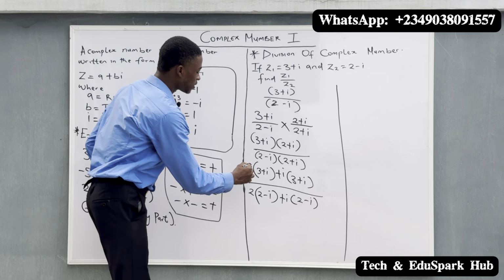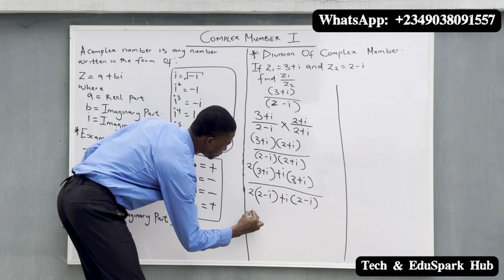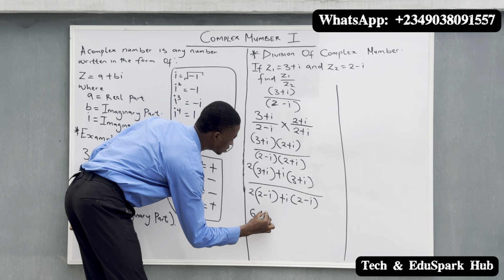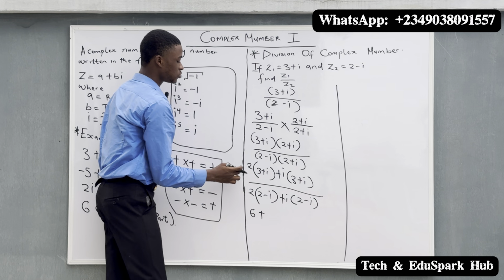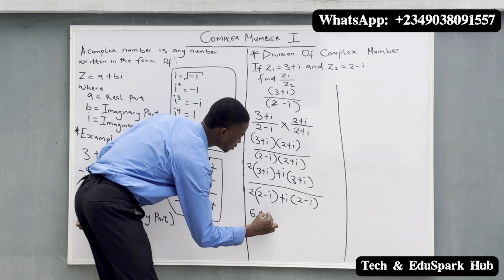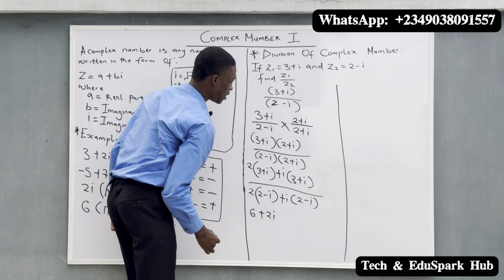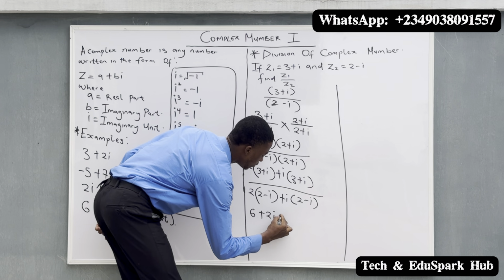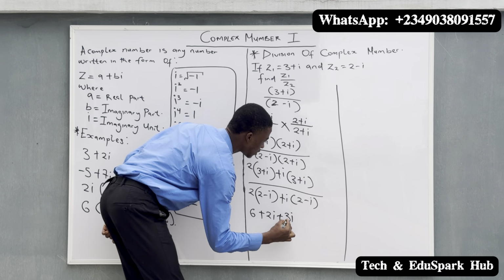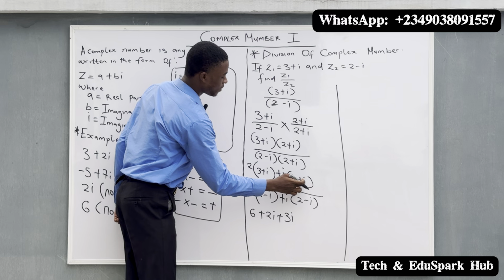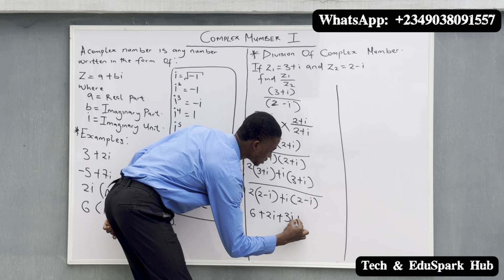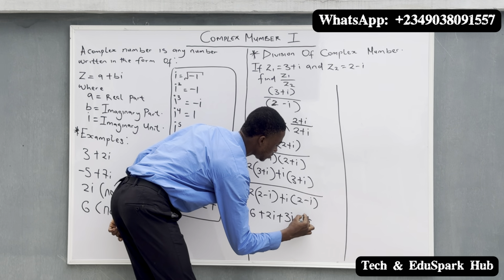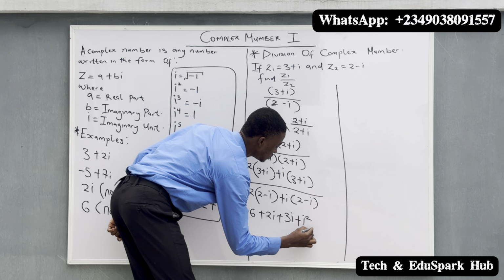So to solve this further, we can say 2 multiplied by 3 will give us what? We have 6 plus, because we are having plus plus here. So 2 multiplied by plus i will give us 2i. And also we have plus i. So plus i multiplied by plus 3 will give us plus 3i. And also plus i multiplied by plus i will give us plus i square. So we have plus i square in this case.